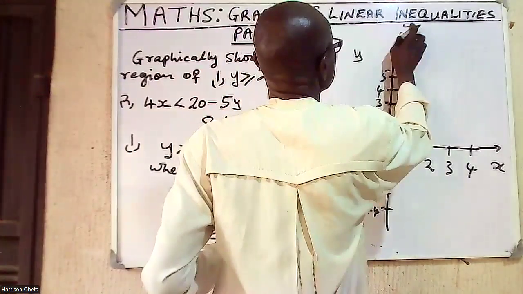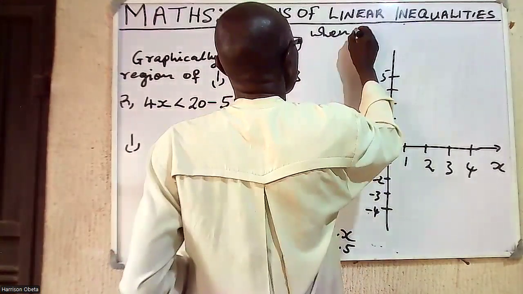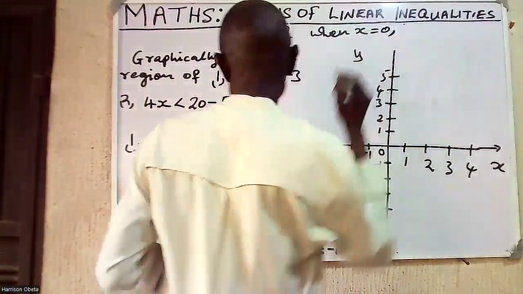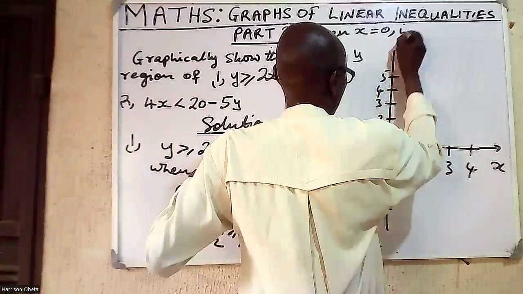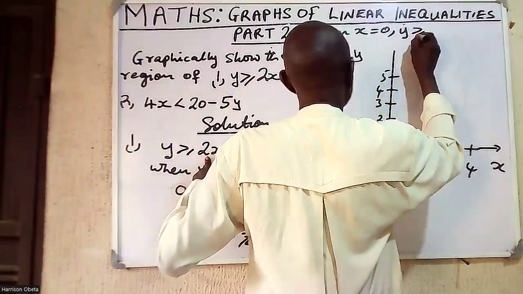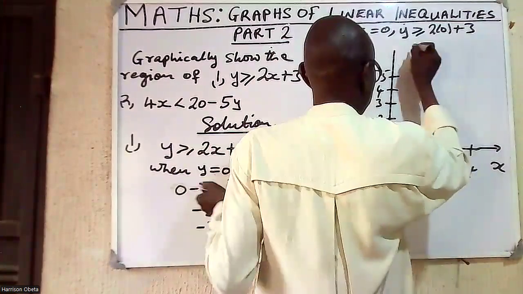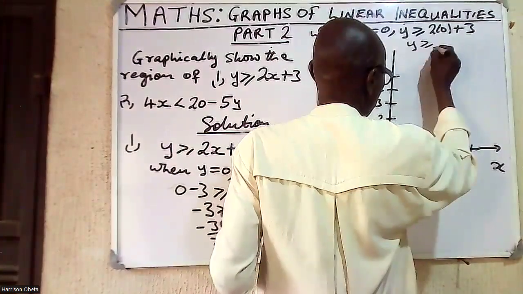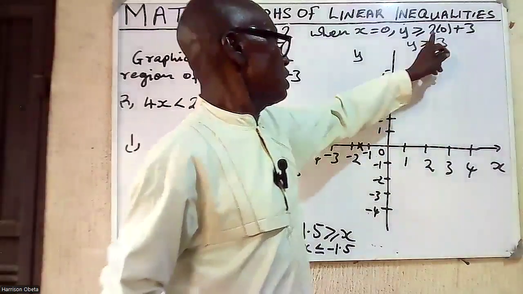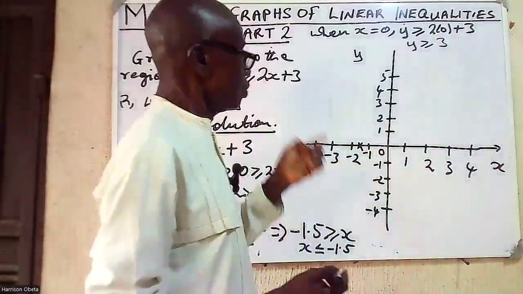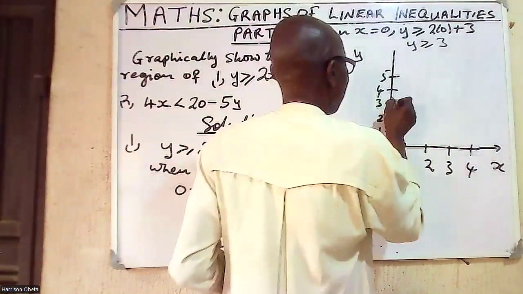Coming up here, when x equal to 0, we are putting 0 here. It then means that y is greater than or equal to 2 into 0 plus 3, which means that y is greater than or equal to positive 3. Why? Anything times 0 is 0. So now check where y is equal to 3, and that is here.